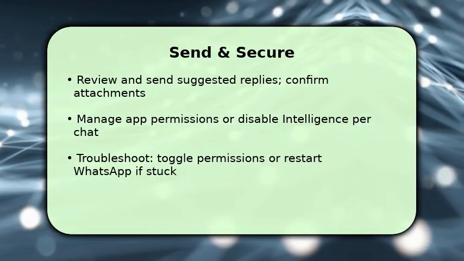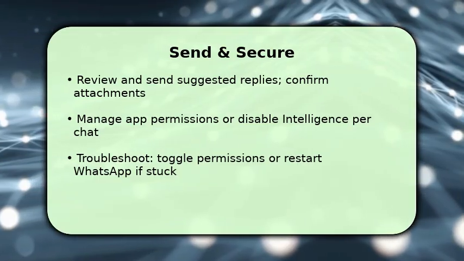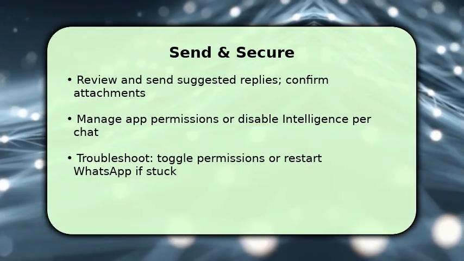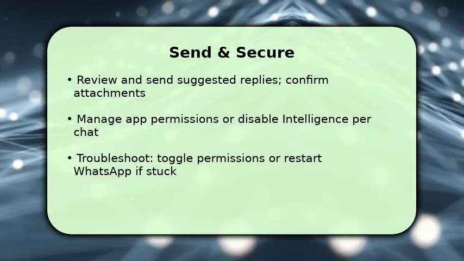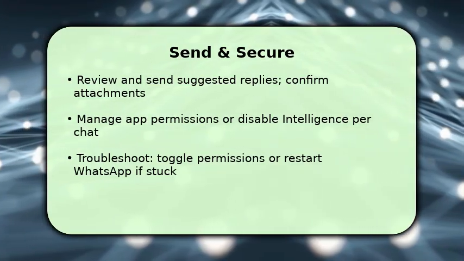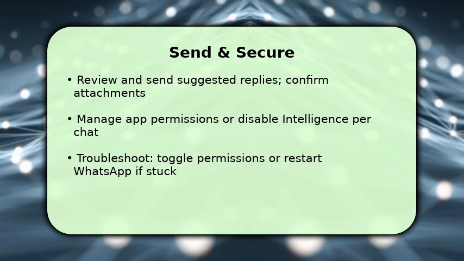If suggestions stop appearing, try toggling intelligence permissions off and on, force close WhatsApp, and reopen the chat. If that fails, restart your phone. Most issues resolve after a permissions refresh or app restart.